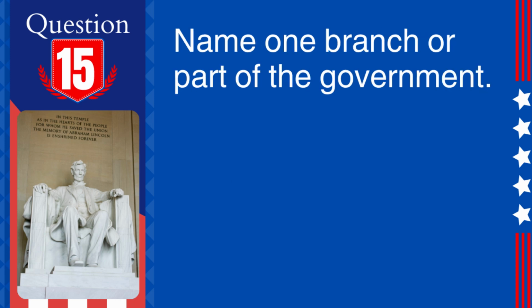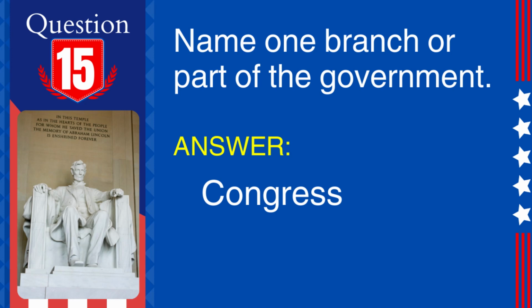15. Question. Name one branch or part of the government. Answer. Congress. Explanation. The U.S. government consists of 3 branches: legislative, Congress, executive, and judicial.